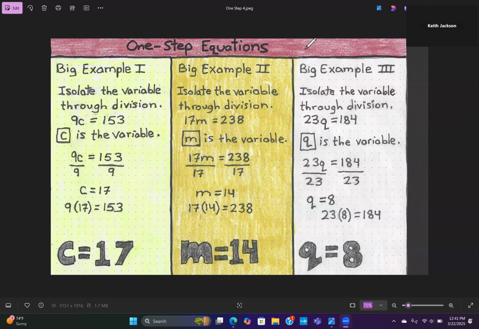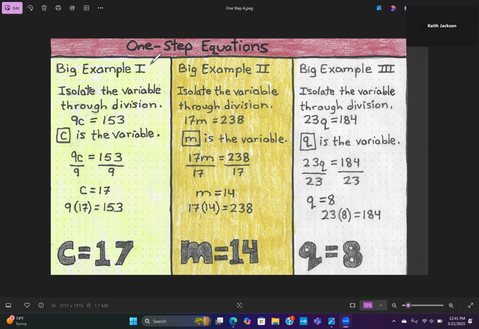Right now, you're looking at the fourth video in a series of videos related to one-step equations. But in this case, we're going to be working with one-step equations related to multiplication, and we have three big examples to show you how we can find what the variable is worth when we isolate the variable through division.